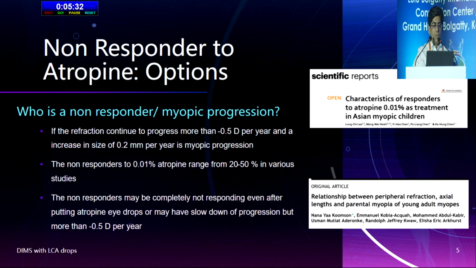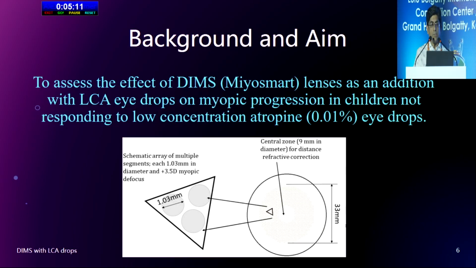But there are non-responders to low concentration atropine, depending on which study we are seeing. There are almost 20 to 50% of children who do not respond to low concentration atropine. A typical non-responder is classified as a minus 0.5 diopter increase in refraction per year, or an increase of 0.2 millimeter per year in axial length, and is dubbed a myopic progression non-responder.